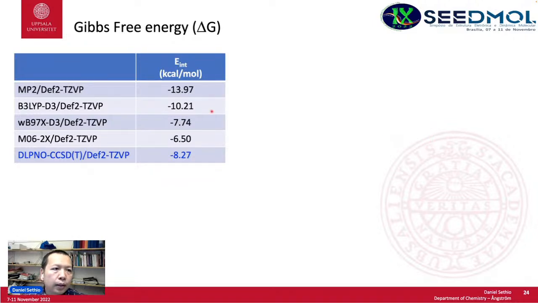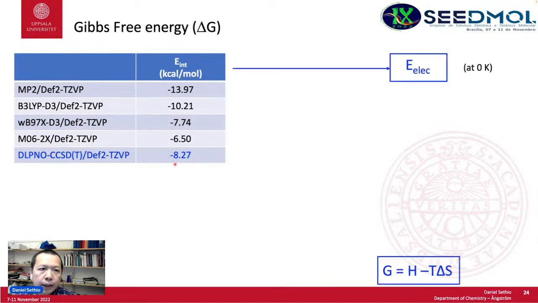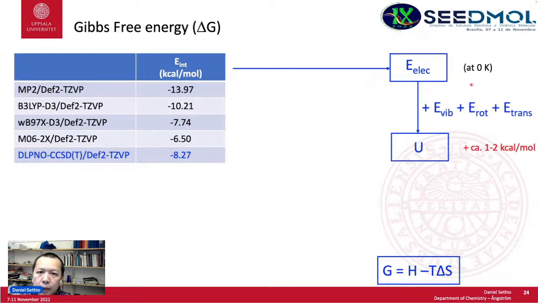Here are the results: all the methods, including MP2 and coupled cluster, show that this interaction energy is stabilizing. So the DLPNO coupled cluster gives an interaction energy of minus 8 kilocalories per mole. However, this interaction energy only takes into account the electronic effect at 0 K. So if we include the vibrational, rotational, and translational corrections into the electronic energy, we will get the internal energy, which will be destabilized by 1 to 2 kcal per mole.